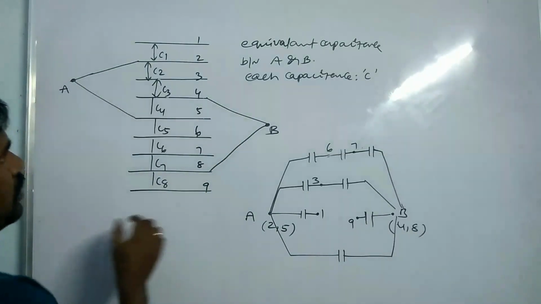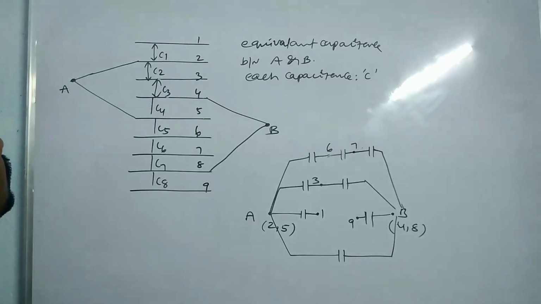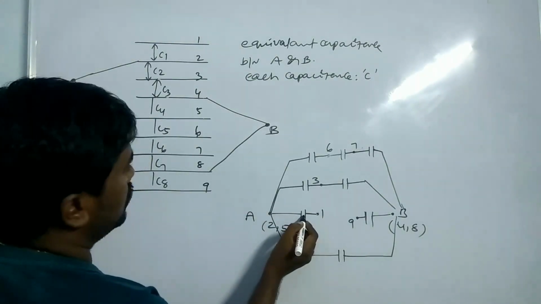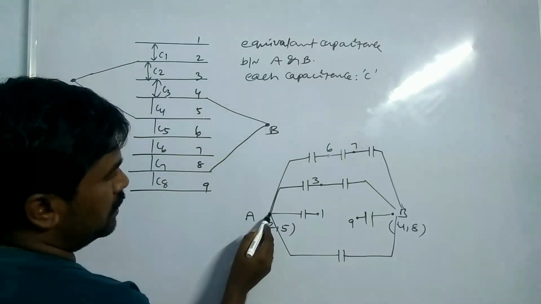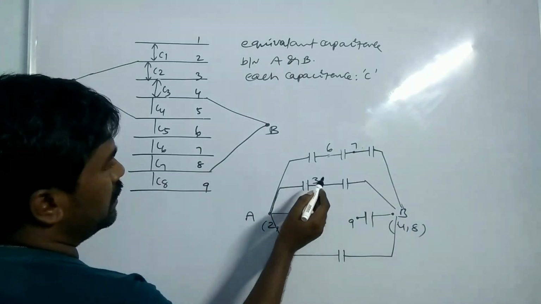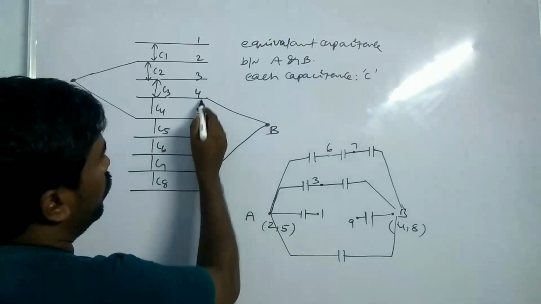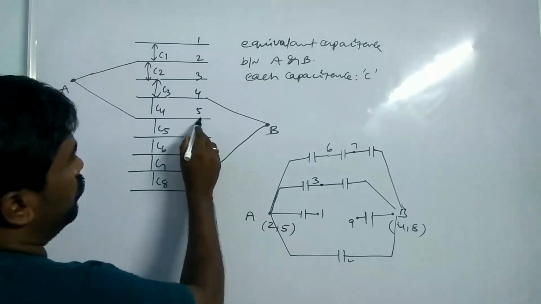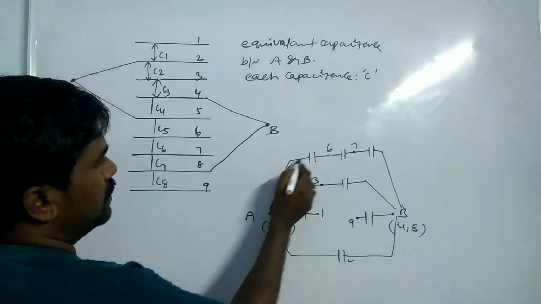Now coming to the first capacitor, C1. It is between 1 and 2. This is the capacitor C1. C2 capacitor is between 2 and 3. Between 3 and 4 there is a capacitor. And between 4 and 5 there is a capacitor. And 5 and 6. This is 5. There is no 6, you have to draw it here. This is 6.